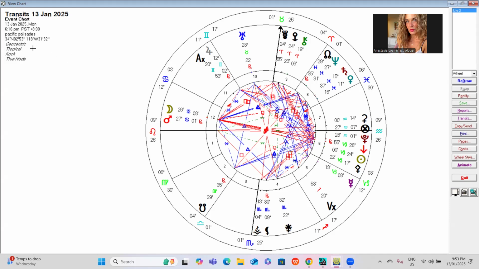It's very simple. The coordinates to the left, where it says 34 north, 02, 53, that is the latitude. The longitude are the figures to the right, where it says 118 degrees west, 31, 32. Now, let me just quickly look something up to show you.